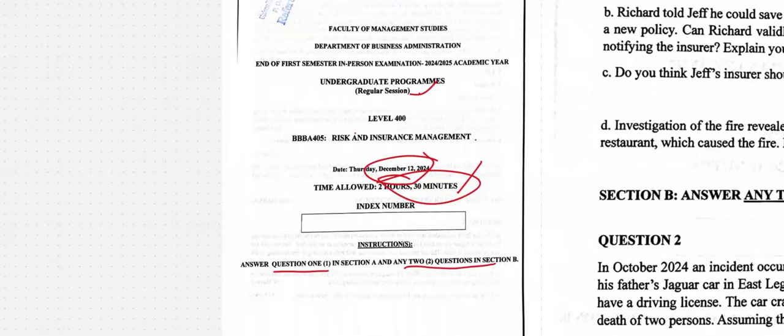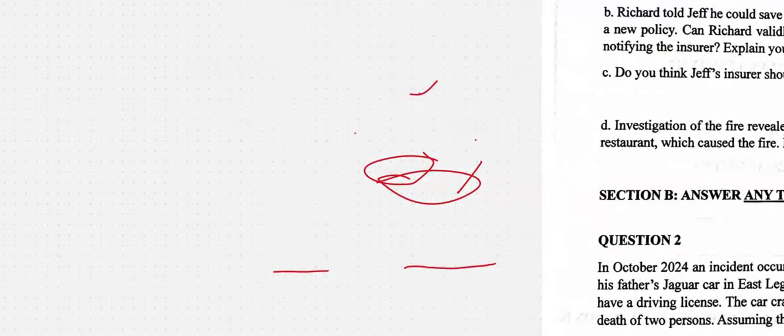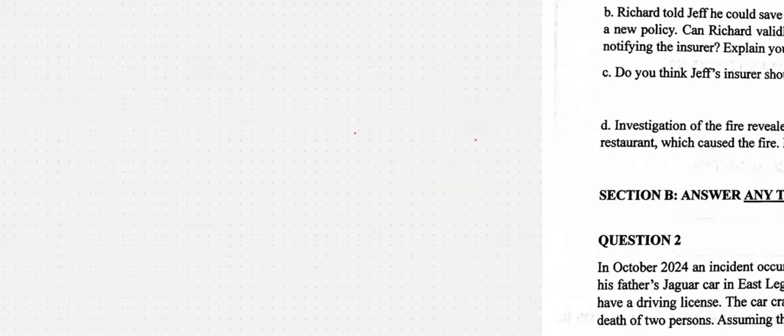Regular session, risk management, risk and insurance management. So I'm taking this screen out. I'm done with this one. Now I'm on this one. Let's see what the compulsory part was.